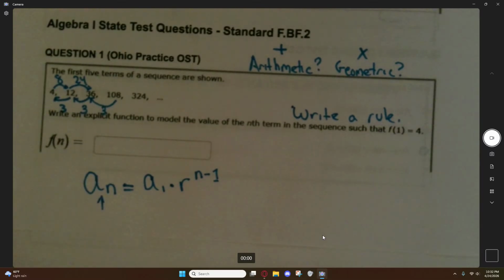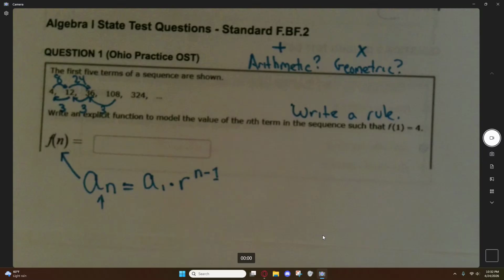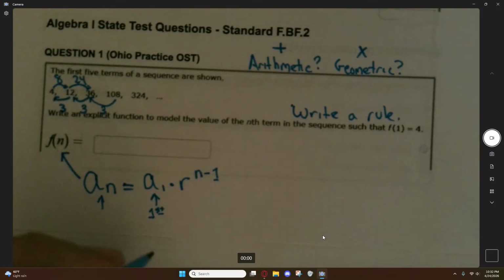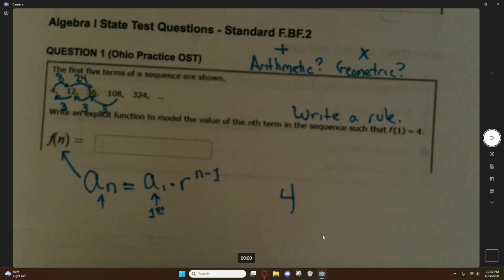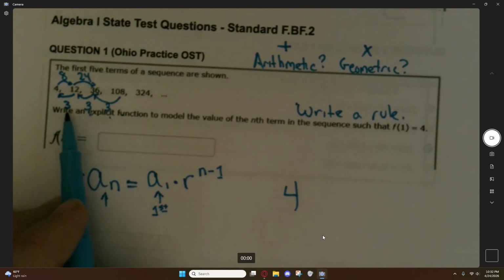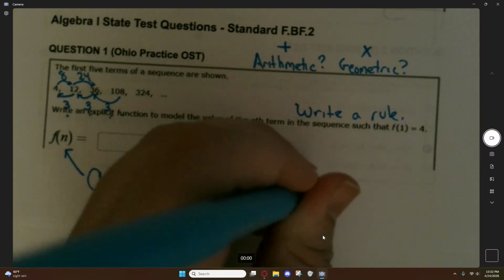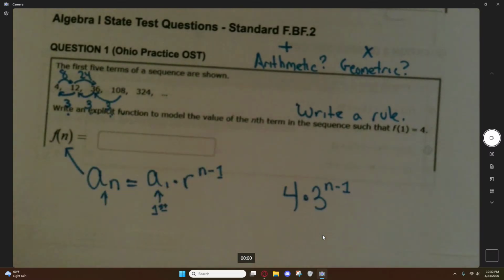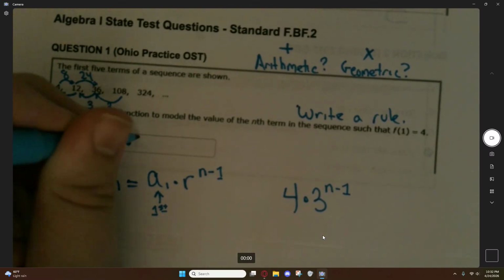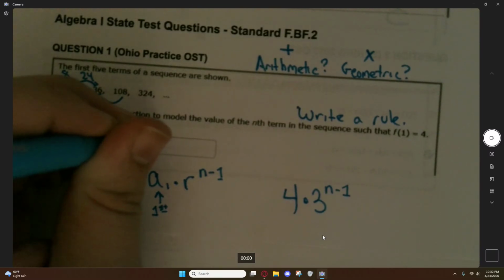A of n is the value of the nth term in the sequence. That's what we're looking for. In this case, it's the same as f of n. A1 is the first term of the sequence. Our first term of the sequence is 4. The rate is what you need to multiply by to get from one thing to the next. Here our rate is 3. And then n minus 1 is your exponent. So f of n equals 4 times 3 to the n minus 1.